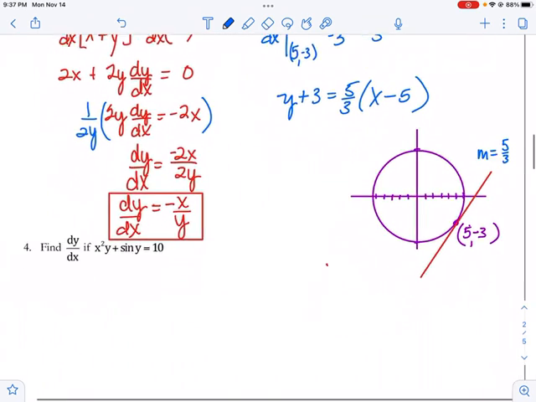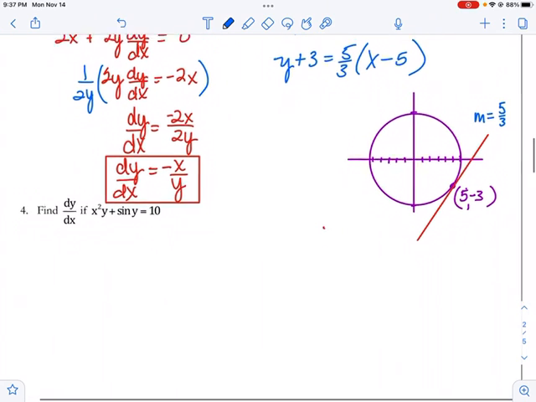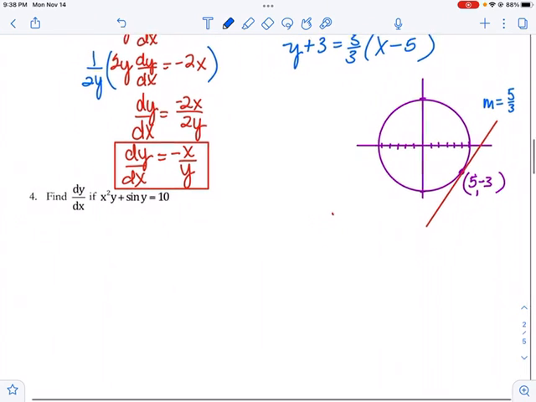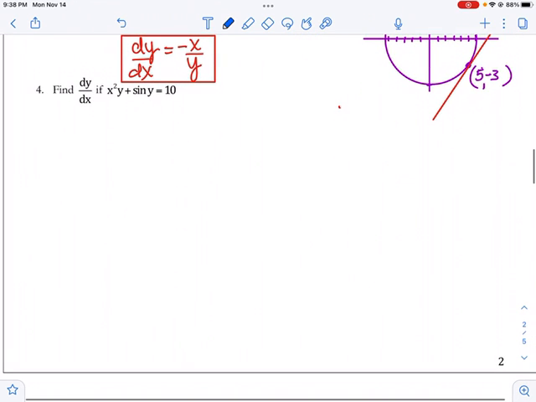All right, I'm going to do one more on this video, and then I'll have to hop off and get a second video going. So now here we have dy/dx we want to find, but we have an x squared times y and a sine y.